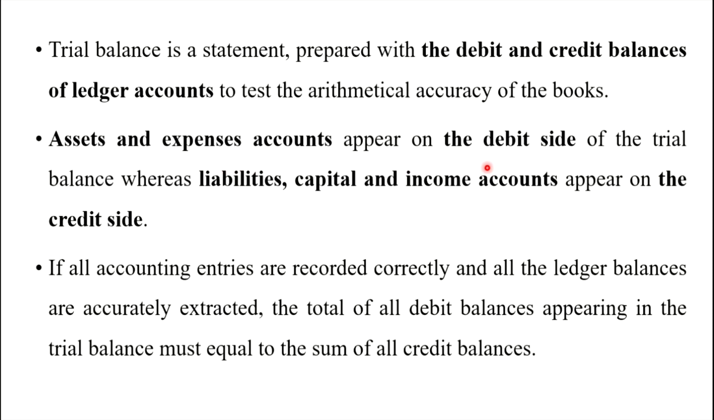the debit side. Assets and expenses accounts appear on the debit side of the trial balance, whereas liabilities means obligations, that is loan, debt, sundry creditors, all are liabilities we record on the credit side. Capital is a fund provided by the proprietor, that also we record on the credit side. Income also we record on the credit side. See, assets and expenses accounts appear on the debit side of the trial balance, whereas liability, capital and income accounts appear on the credit side.